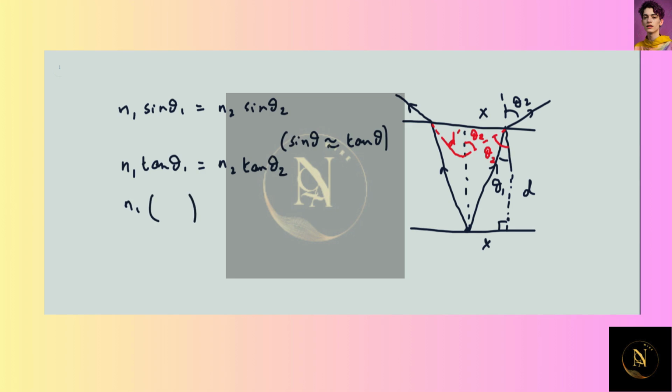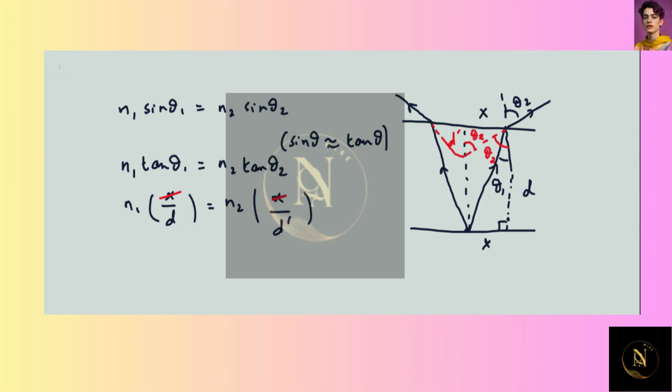So n1 times tangent of theta 1. For theta 1, x is the opposite and d is the adjacent. So tangent of theta 1 is equal to the opposite over adjacent. In the same way, n2 times, for the angle theta 2, x is the opposite and d prime is the adjacent. So that's going to be x over d prime. Well, I can cross out the x on both sides. I can divide both sides by x, and then I can cross multiply.